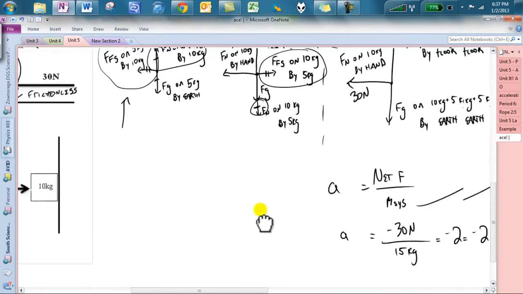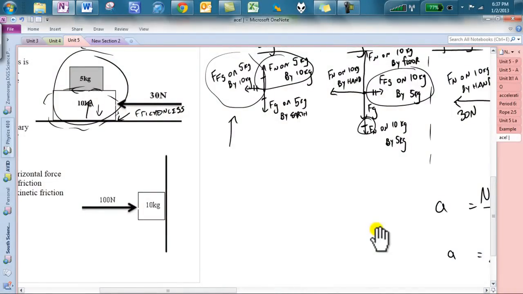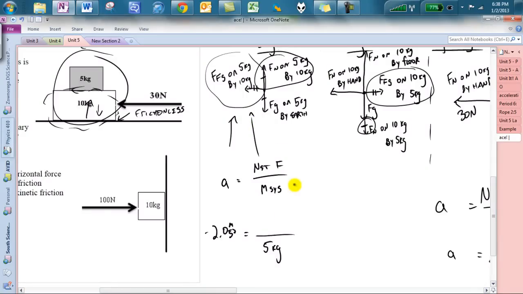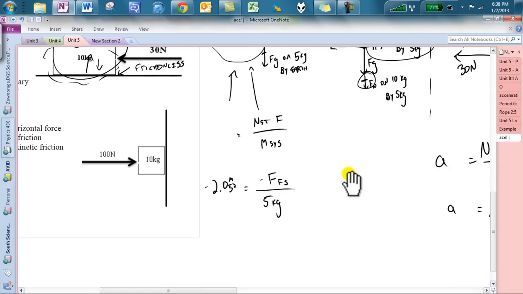And so now all I do is I say, well, now I know the acceleration. Let's go use that here again. A is equal to net force over the mass of my system. What is the mass of my system in this case? It's the 5 kilogram box. 5 kilograms goes down there. Negative 2 goes in over there. And you'll notice that the net force in this situation is just negative FFS because it's going to the left. So again, if we solve this, we get negative 10 newtons equals negative FFS, which means that FFS must be equal to 10 newtons.